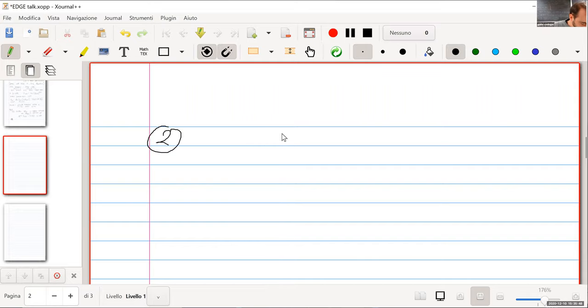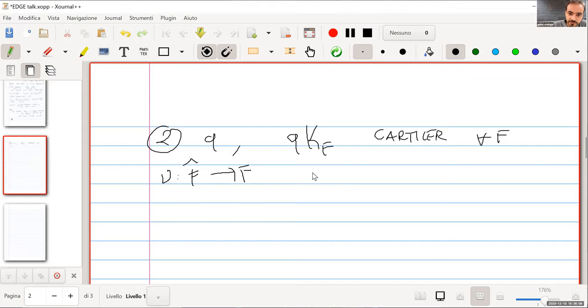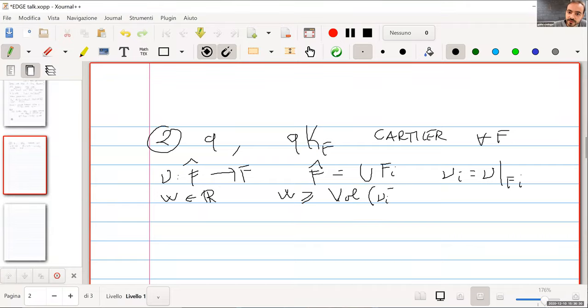Result number two is this. We take again a q, and we ask that qK_F is Cartier for all F. And then for F, you have to work a bit more. We take nu the normalization. Then we write F hat as the union of irreducible components. We take nu_i as the restriction of nu to F_i. And we take w, a real number, with w greater or equal than the volume of nu_i upper star of K_F, of course, for all i and all F.